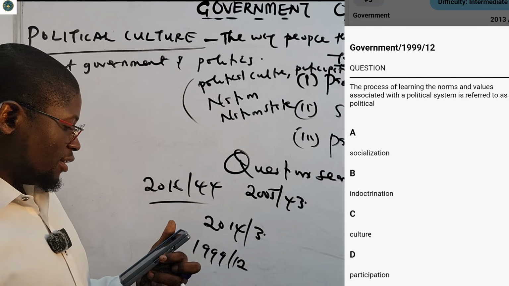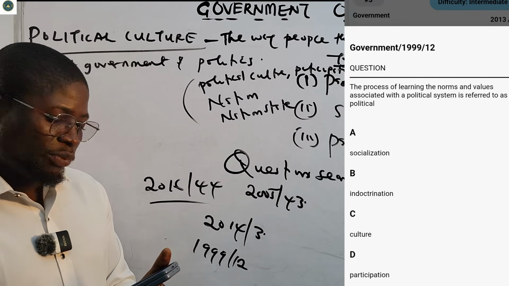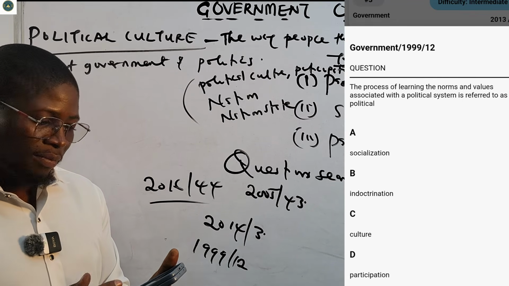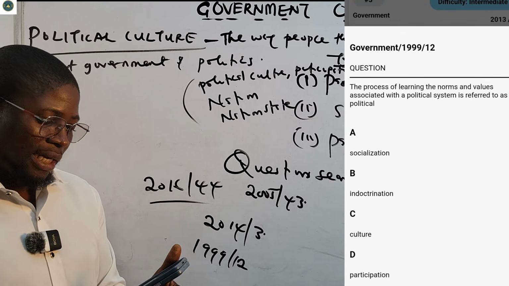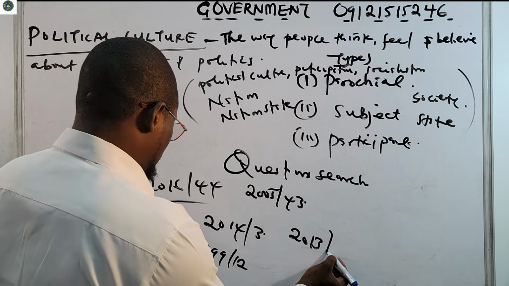Now 1999, number 12. It says the process of learning the norms and values associated with a political system is referred to as what? Political socialization. A, socialization; B, indoctrination; C, culture; D, participation. A is correct.